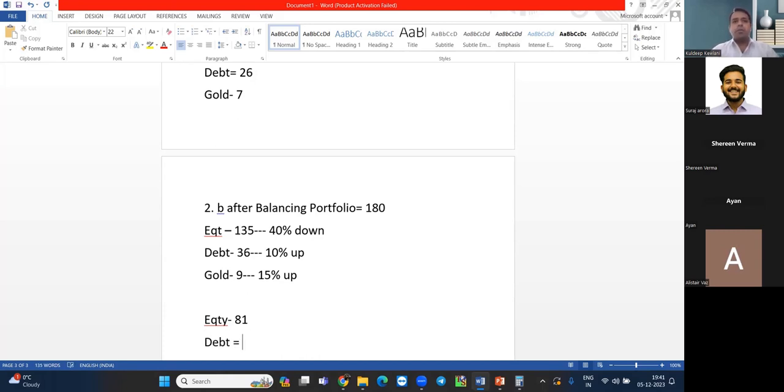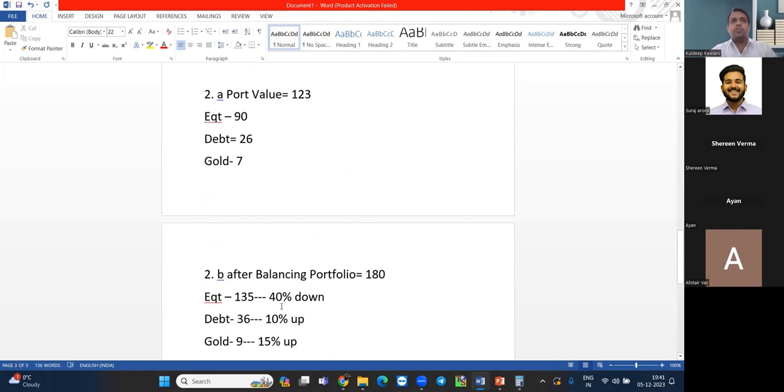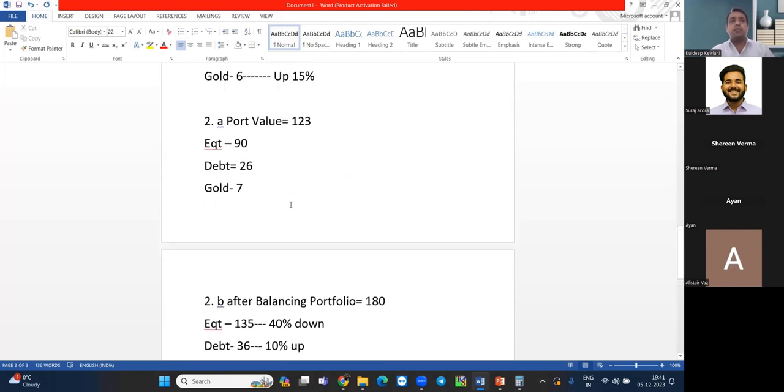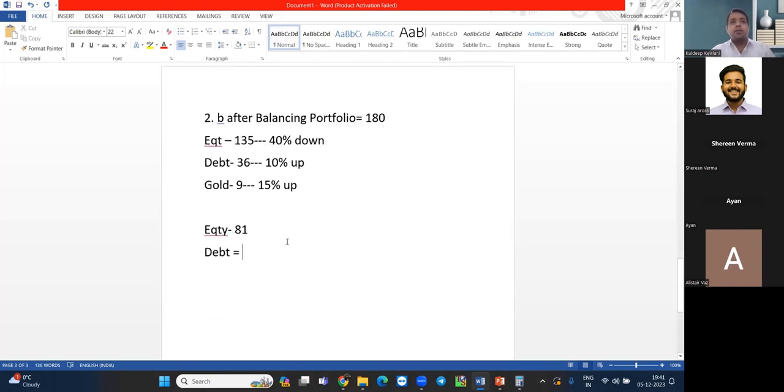That would be how much? 10% debt, and this will remain the same. 39.6, take 40. Sorry, 36, this will become 10%, yes, let's take 40, a round figure. And gold would again be 15% up, that means 5 and 45, 130, so let's take 1.5, which will give us 10. Let's take 1, 10.